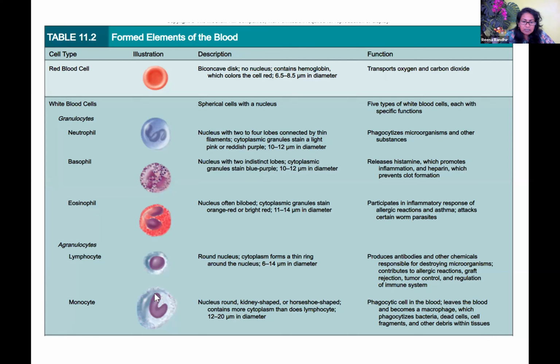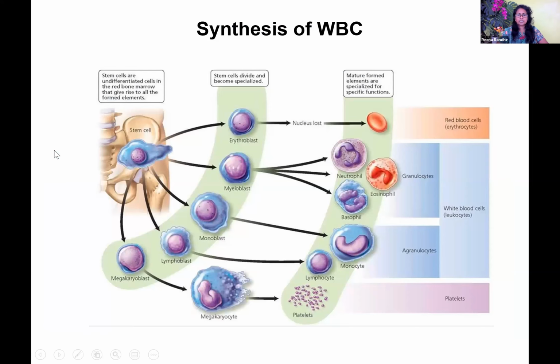Monocytes have a huge curved nucleus, and they are phagocytotic. It is a macrophage. It is going to eat all the bacteria and dead cells in your body. These are the examples of agranulocytes. These are the different types of WBCs in our body.